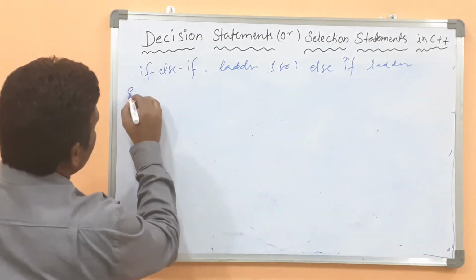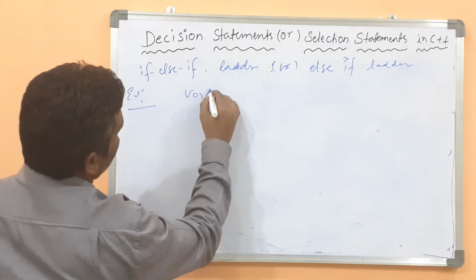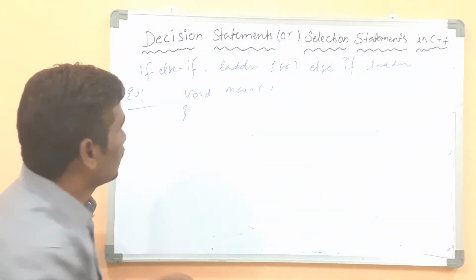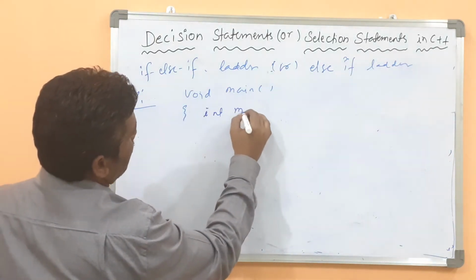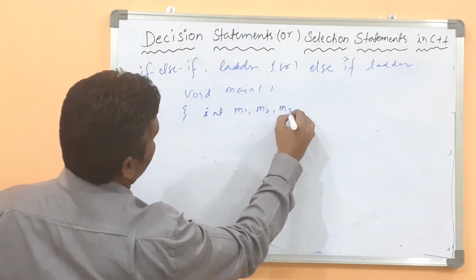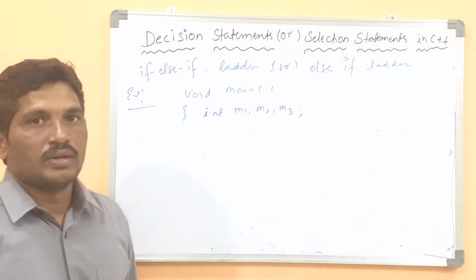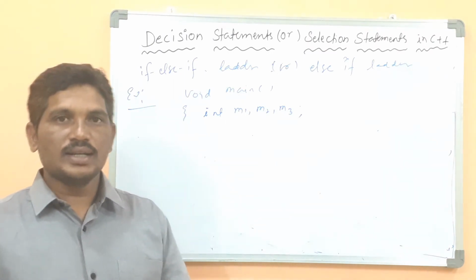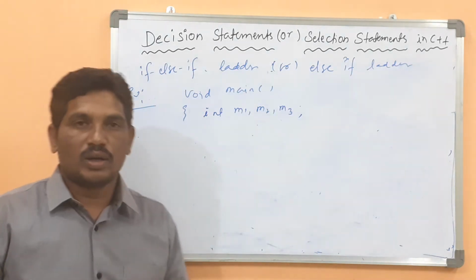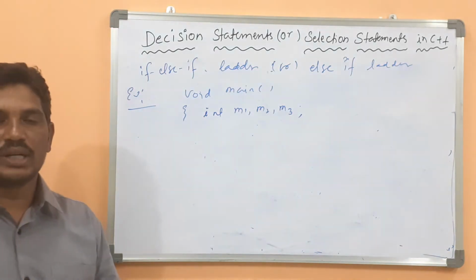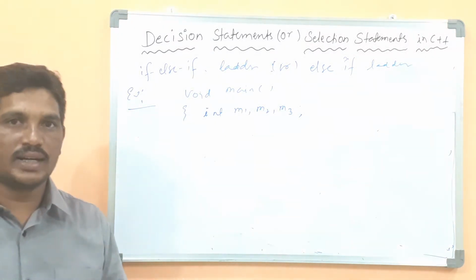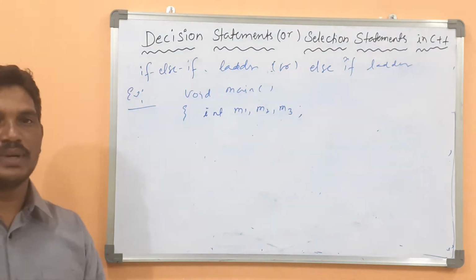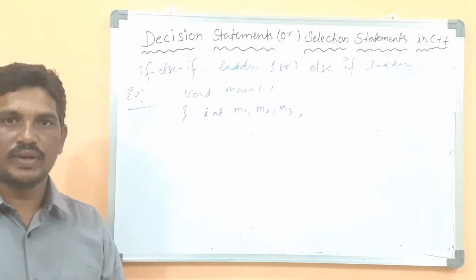Example of else if ladder. void main, then int m1, m2, m3. Suppose you want to find the student grade. Write a program to find the student grade. How do you find the grade? Based on the student's average marks, we need to find out the grade of a student.